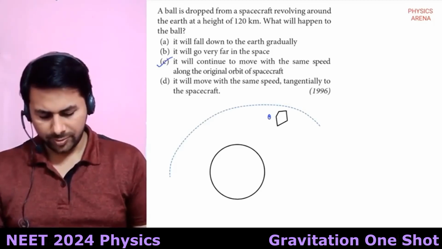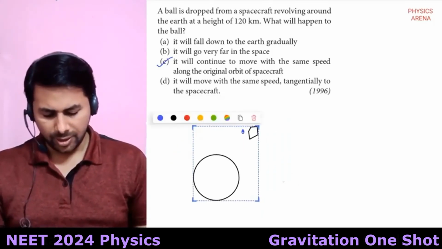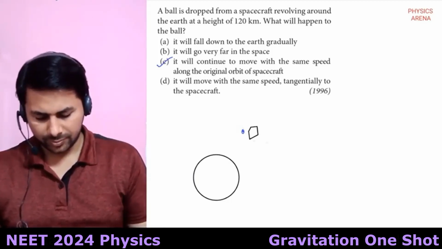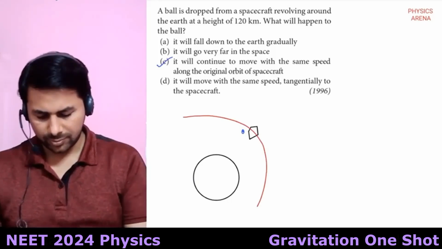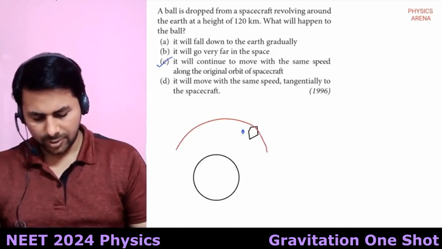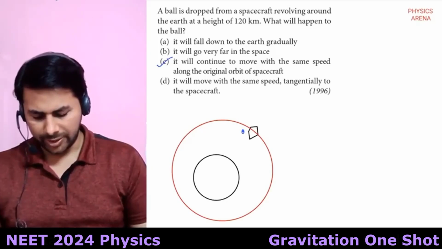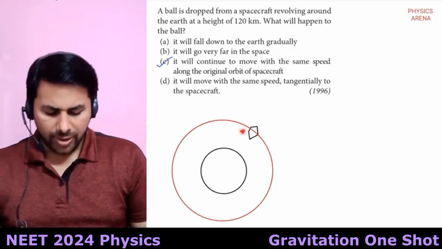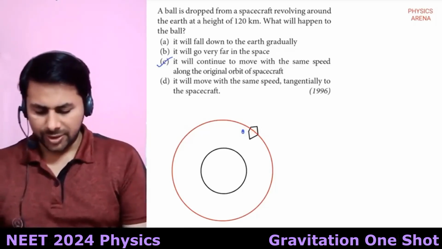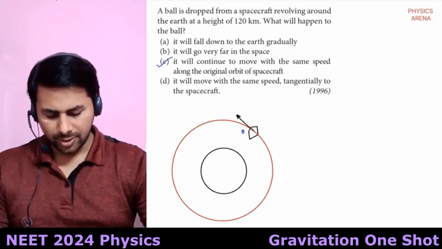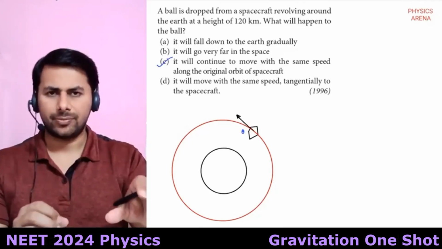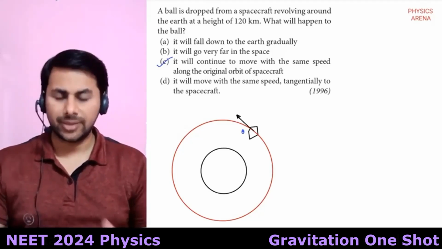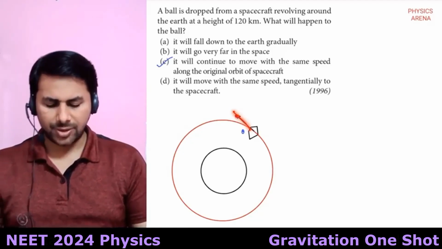Let's make everything smaller. The satellite is revolving in this orbit. Now this ball and the satellite both have the same velocity. So when you release that ball, if Earth was not there, it would have moved in a tangential direction, but Earth is there. So the ball will try to move in this direction.